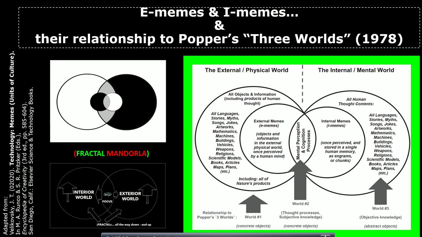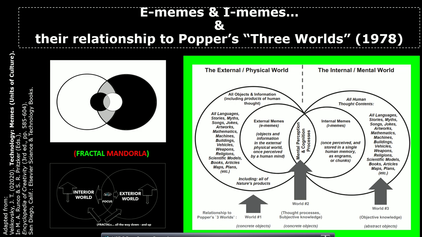So this is another diagram from the encyclopedia article. External memes or products in the outside world, and internal memes or ideas. And so this shows the details with regard to Popper's three worlds theory. In the top left there, we have two overlapping circles, but it's fractal. It's self-similar on different scales, smaller or larger. And the mandorla is an old symbol; mandorla means almond because of the overlap in the middle. So combine two old things to get a new thing. I like this symbol for representing creativity.